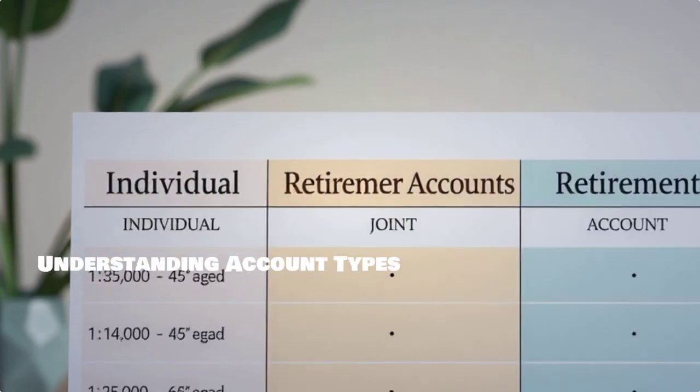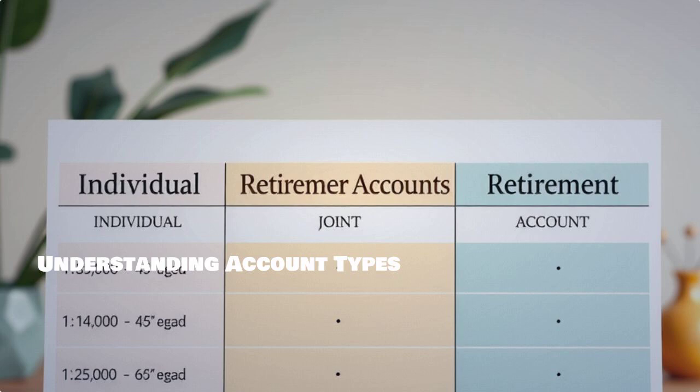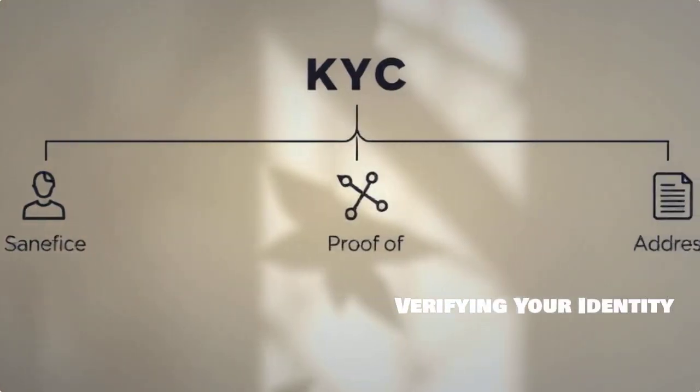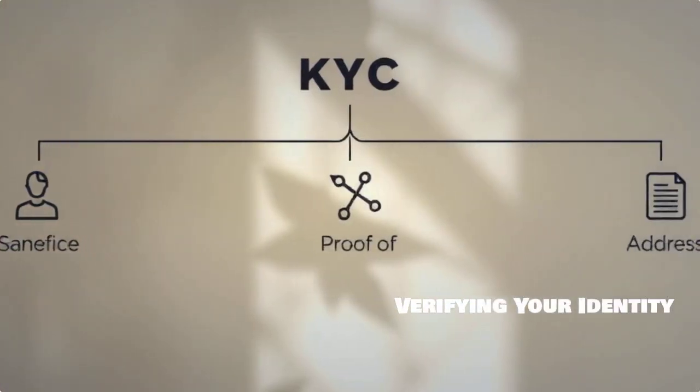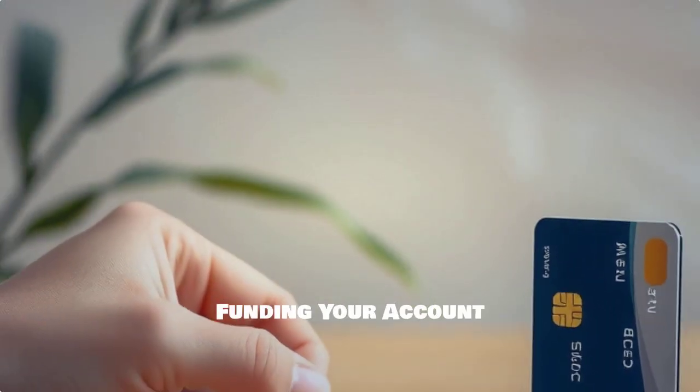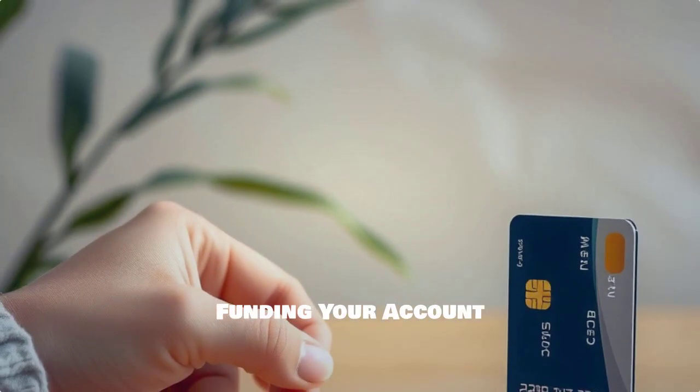Interactive Brokers offers various account types: individual, joint, and retirement accounts. Choose the one that suits your needs best. To comply with regulations, you need to verify your identity through Know Your Customer (KYC) requirements. Once your account is created, you can fund it through several deposit methods. Let's go through your options.